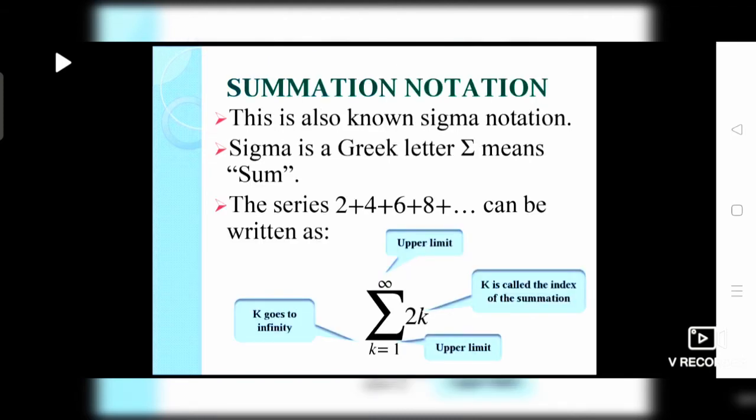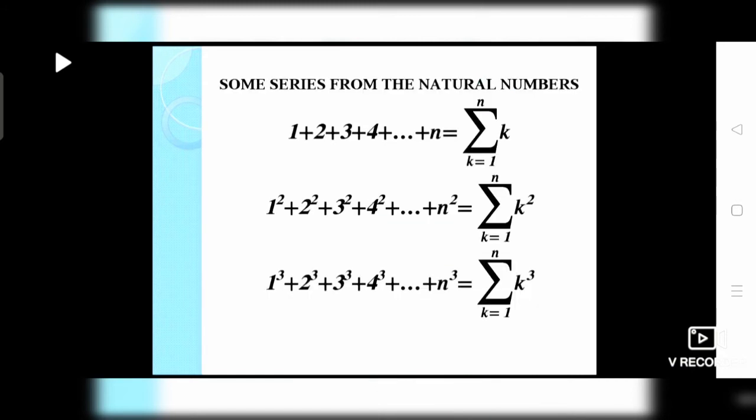Now the notation of summation: sigma is the Greek letter which means sum. For example, the series 2, 4, 6, 8 and so on can be written in the form of summation like sigma k from 1 to infinity of 2k. 2k is called the index of the summation. Infinity is the upper limit, 1 is the lower limit, and k goes from 1 to infinity.